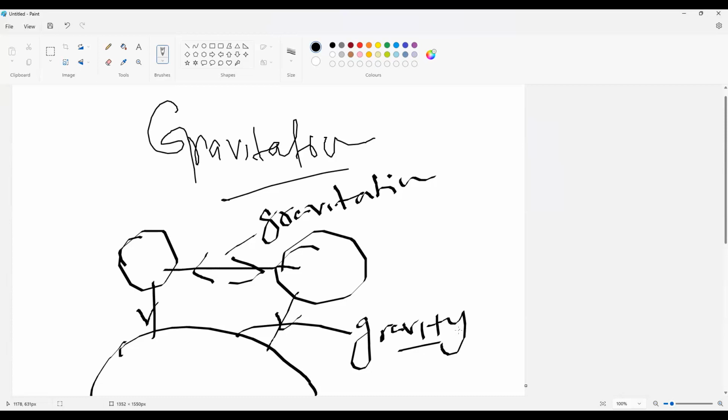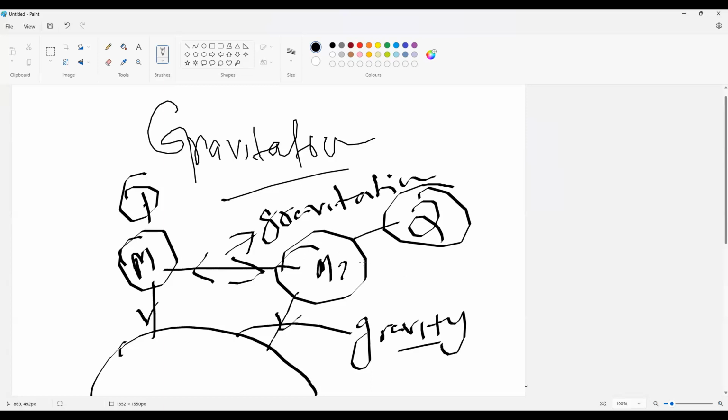So we are discussing gravitation. I said there are two differences between gravity and gravitation. Gravitation is like this: this is object one and this is object two. There is a force between these two objects. Size matters, so let's say mass M1 and mass M2. In between these two objects, there is a force. That force is called gravitation.